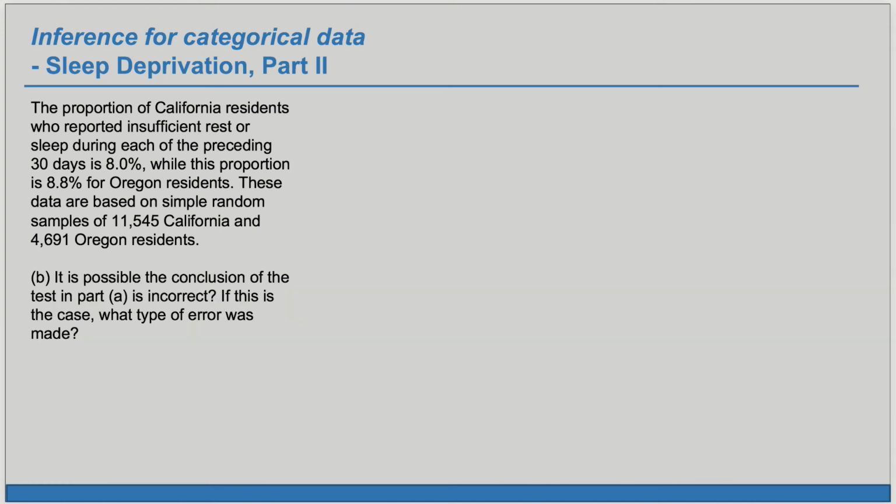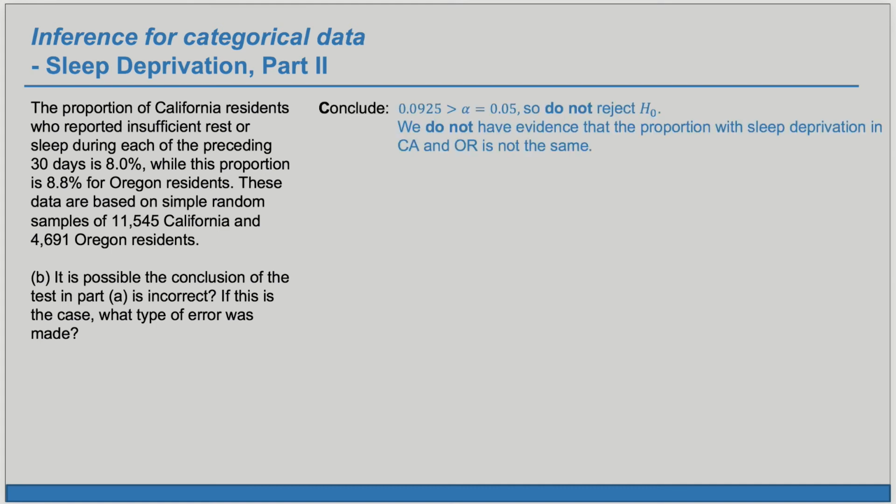Okay, and so now we're ready for part B. Is it possible the conclusion of the test in part A is incorrect? If this is the case, what type of error was made? So let's recall what our conclusion was. Our conclusion was do not reject H sub 0. So certainly we could have made an error if we did not reject H sub 0 when we should have, meaning when H sub 0 was false.